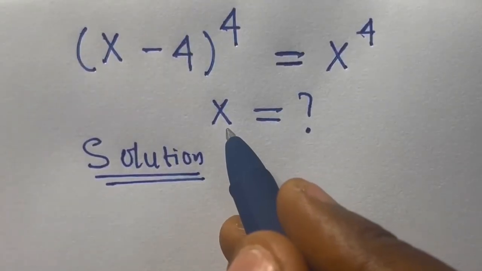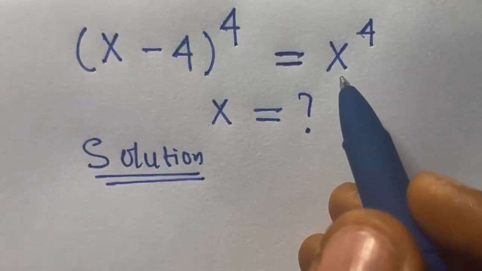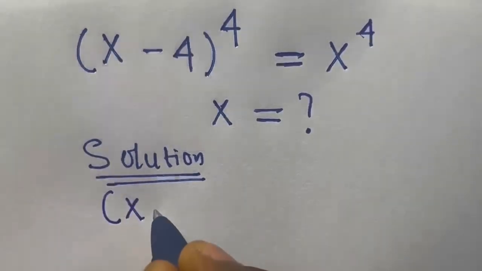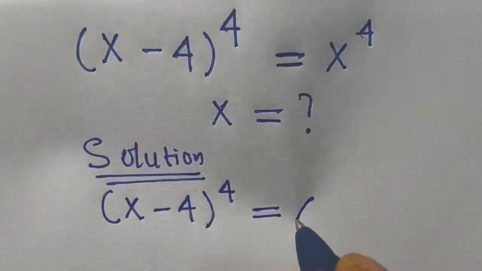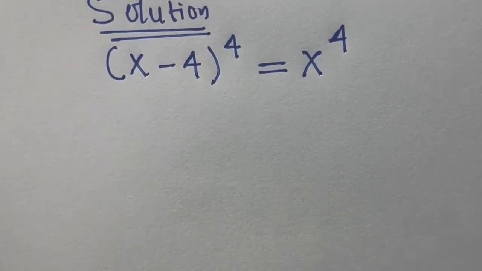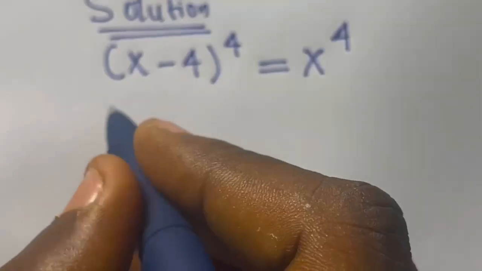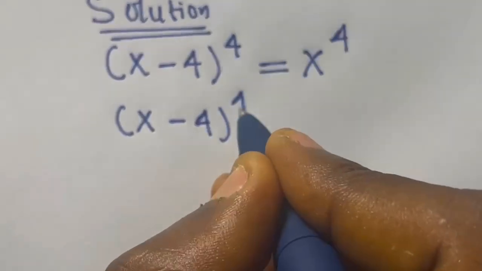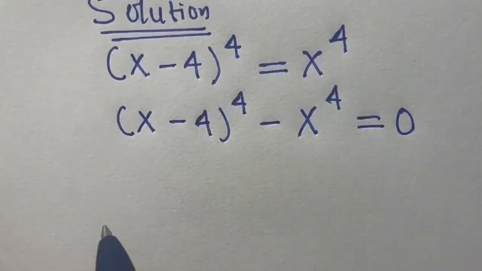We want to find the value of x in (x minus 4) raised to power 4 equals x raised to power 4. So we have (x minus 4)^4 equals x^4. From here, we transfer this x^4 to this side. So we have (x minus 4)^4 minus x^4 equals 0.